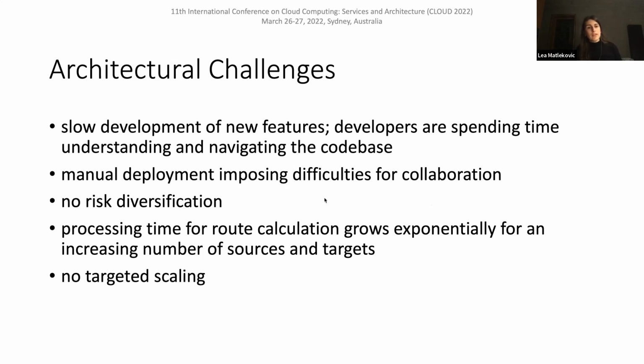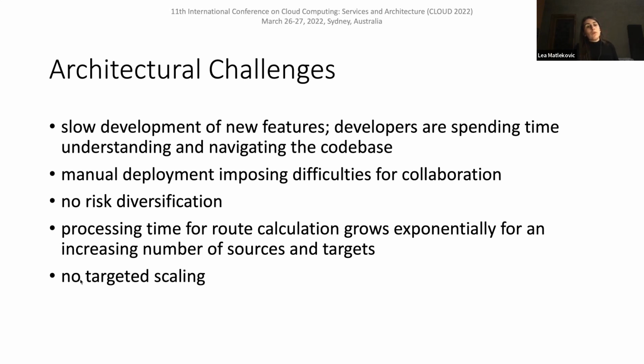Also, we realized that if we send a lot of drones, if we are trying to calculate a lot of routes, sending many drones to the inspection of many towers, the processing time for route calculation grows exponentially with the increasing number of sources and targets, with sources being drone locations and targets being selected infrastructure for inspection.